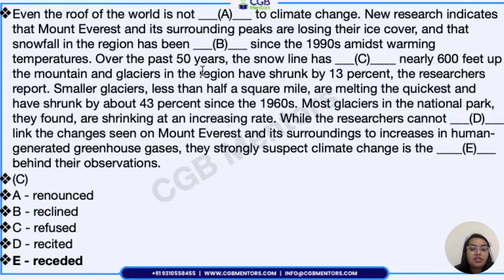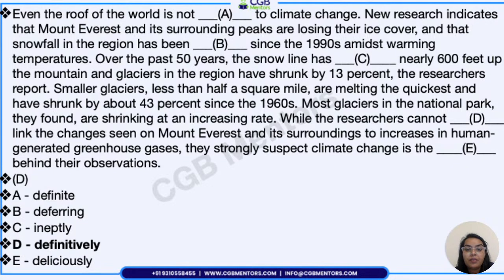Over the past 50 years, the snow line has receded. Again, we're talking in the tone where things are decreasing. So definitely what we are going to say here is about the line going backwards, decreasing. So that came in there. The other words are easy. I don't find any tough word to make you revise.